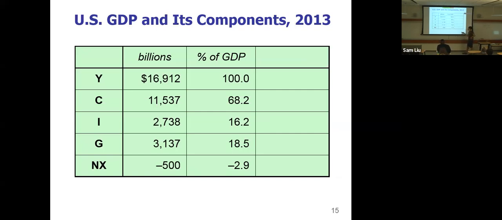Some countries have very, very large trade surpluses, like Japan. And we'll talk about the reasons for these later. So that means we're importing more than we're exporting, which has its pros and cons. And again, we'll talk about this later in the class.